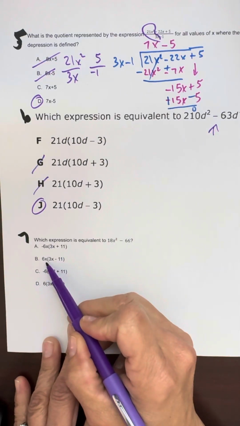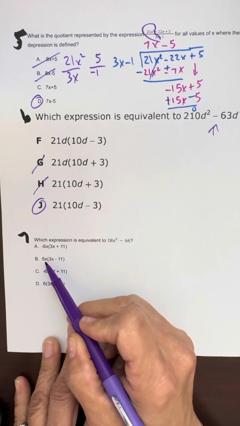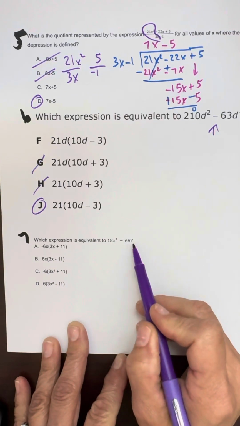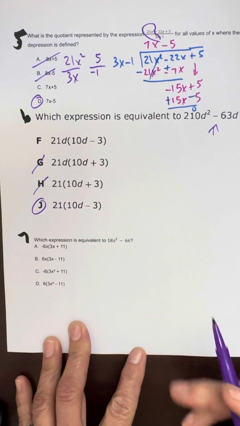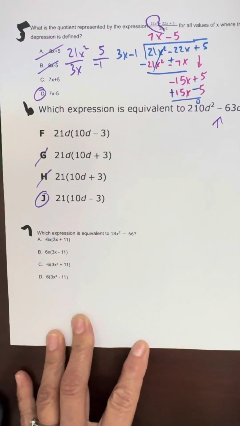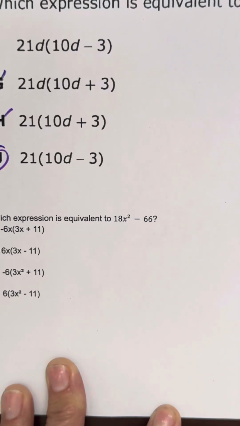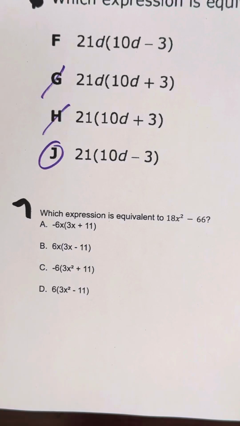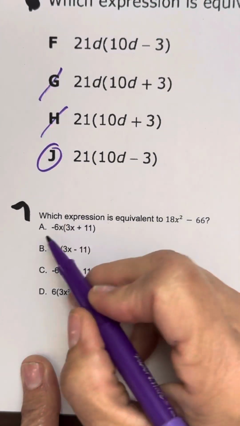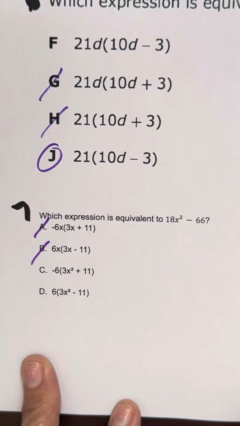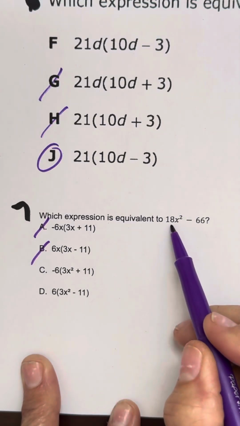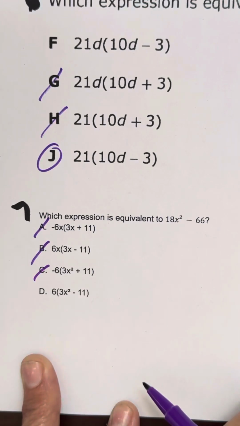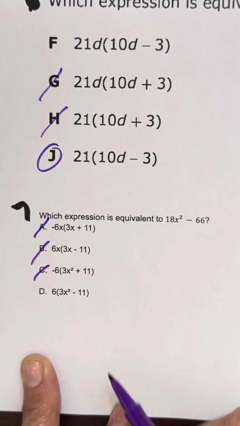So if we have an X here, we get X squared, but X times 11 or negative 11 will give you 66 with an X. We don't have an X on 66. So let me zoom in just a tad. So A and B will not work. Okay. 18 is not negative, so you can't multiply times a negative 6. So your answer is D.